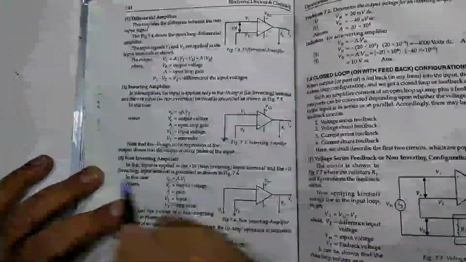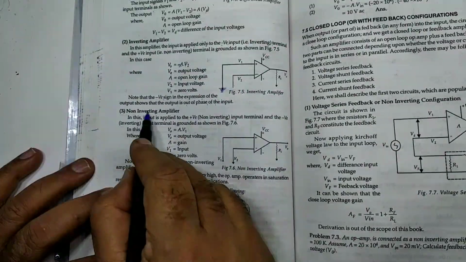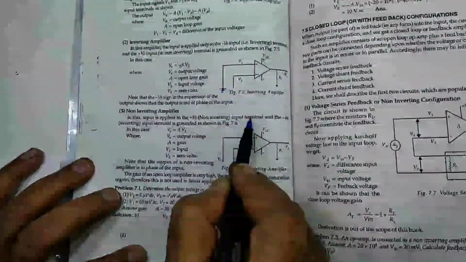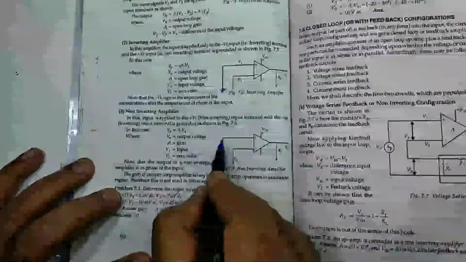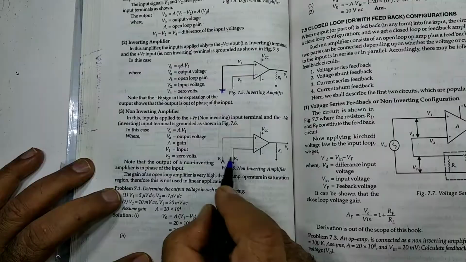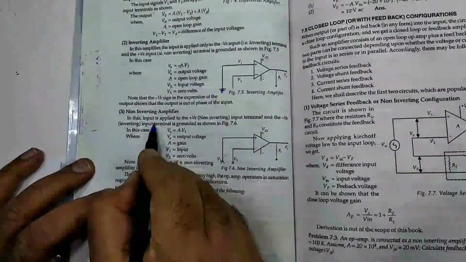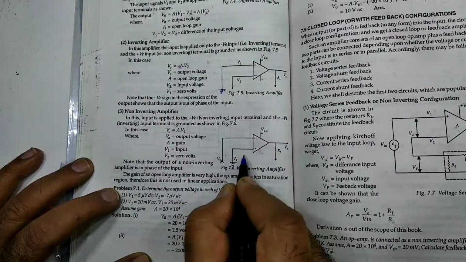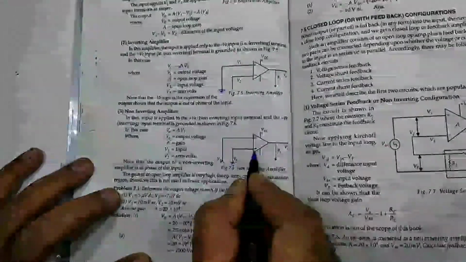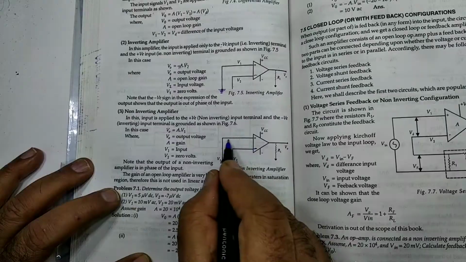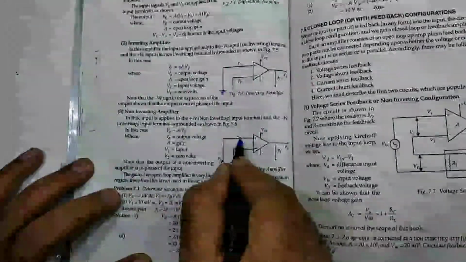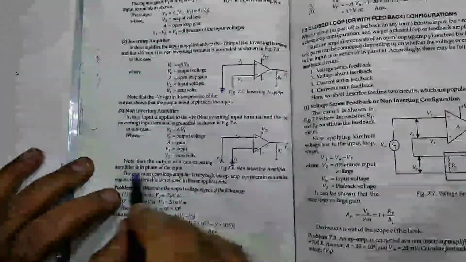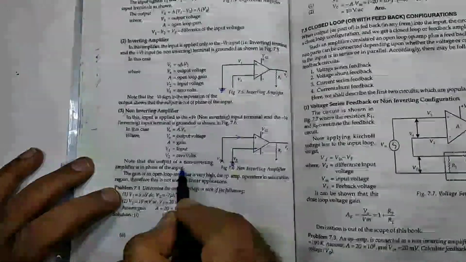Now the third case is the non-inverting amplifier. In this case, the input is applied to the non-inverting input terminal, that is the positive input terminal. Here the inverting input terminal is grounded. V2 is grounded, that is the negative terminal is grounded and the positive is applied with the input signal. So the output of the non-inverting amplifier is in phase with the input.